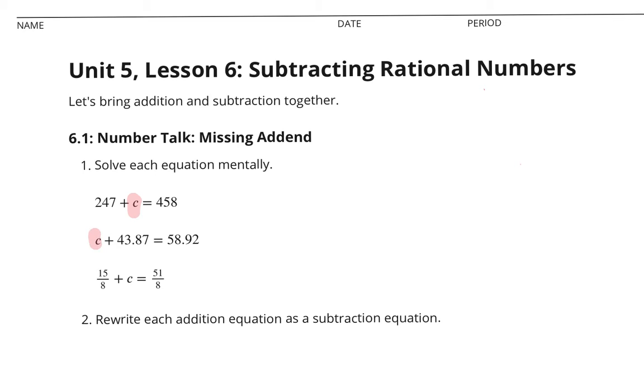Next one, same idea. We just have a decimal here and here. And then we have a fraction. Fraction, again, rational numbers. Can you figure out what those missing addends are? And how did you do it? Because then the next part of the question asks you to rewrite each of those addition equations as a subtraction equation. So can you solve for C equals using a subtraction?